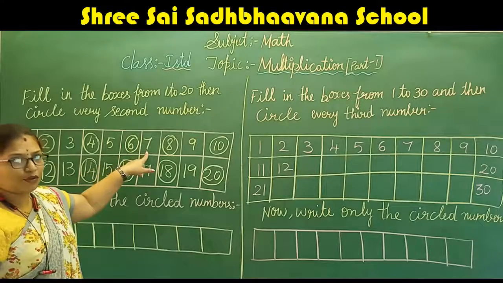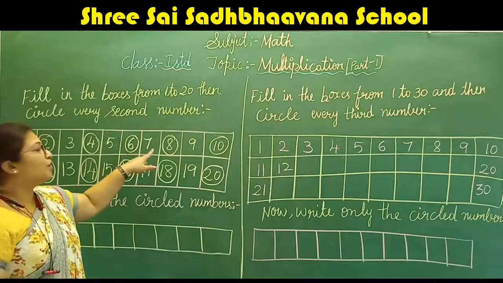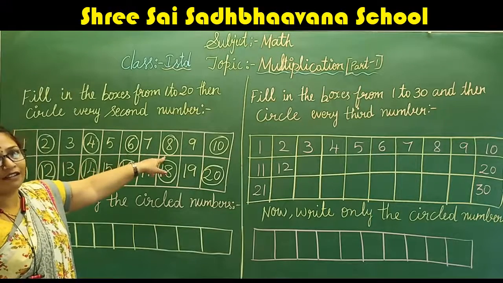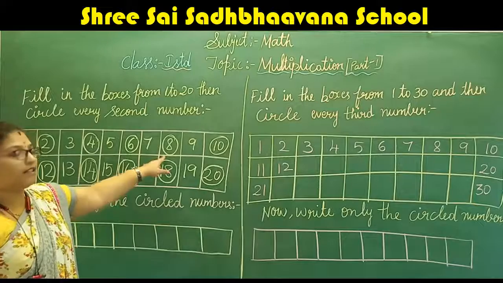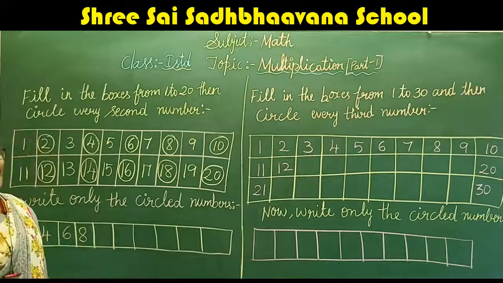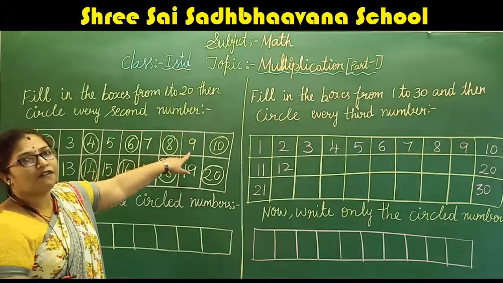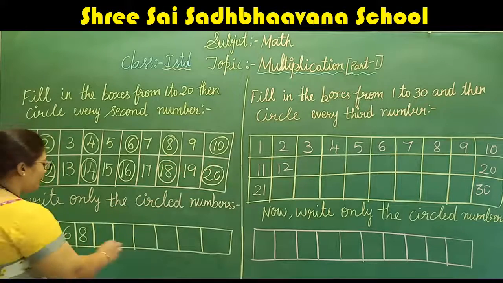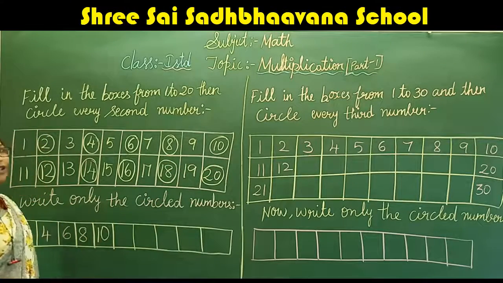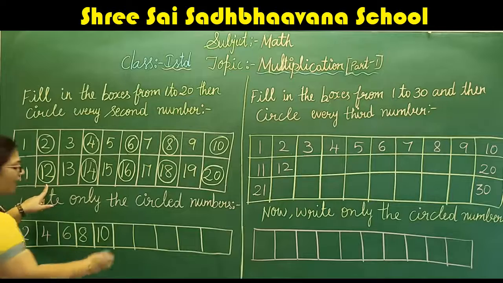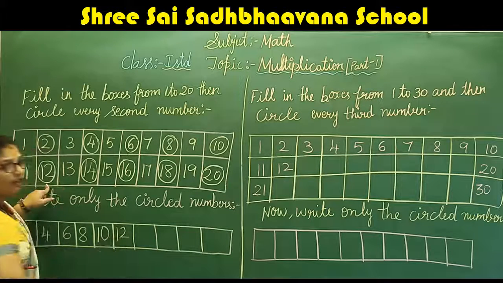Next, do we write 7 there? No. What is the next number to write in the box? Which one did we circle? We circled 8, so we write it here. After 8, which one did we circle? 10, so we write it here. Next, 11. We circled 12, so we write 12 here.